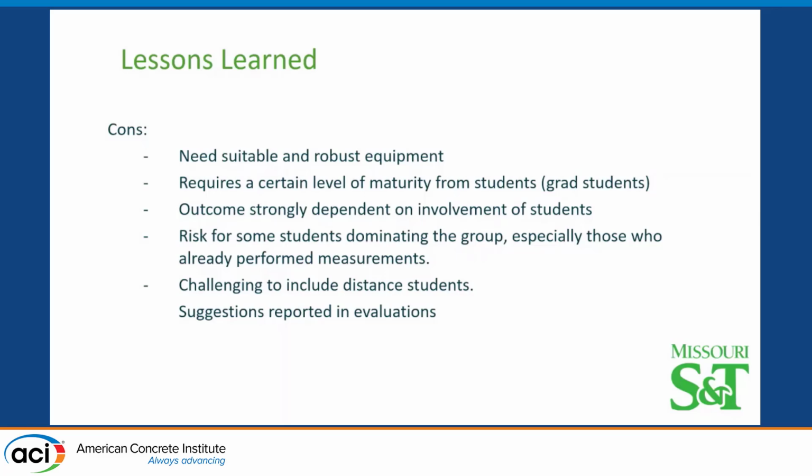And one of the bigger things was the challenge to include the distance students because they can't be physically there during the measurements. I tried to have the students live stream or record the procedures, but that got a little more difficult, right? In the evaluations that we received afterwards, there were some suggestions on how to improve things. We'll consider this, but that's been the bigger challenge: how to include those distance students to a better extent in this pretty much hands-on project, at least partially.